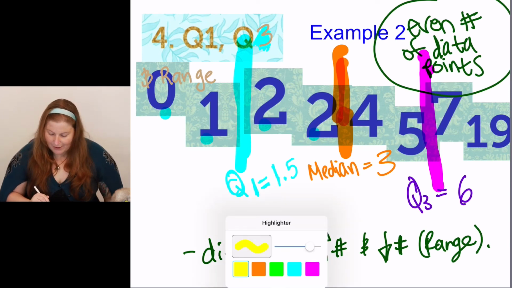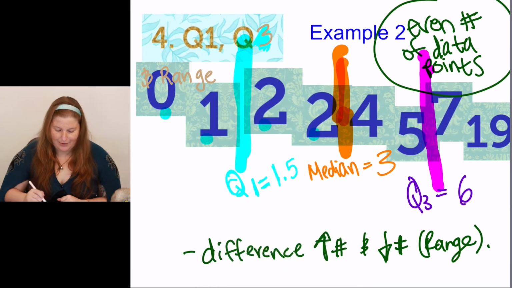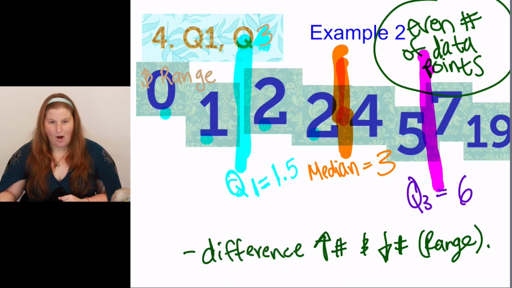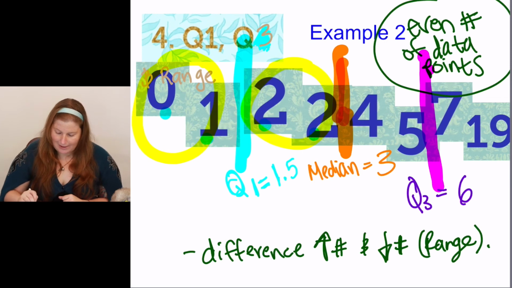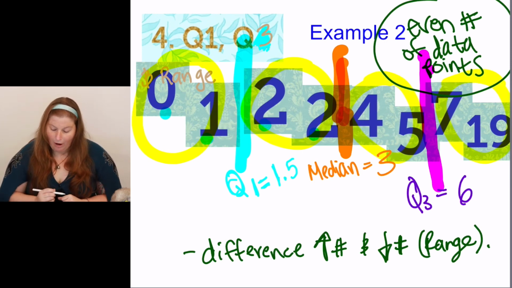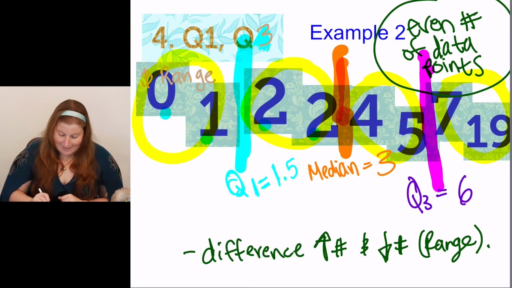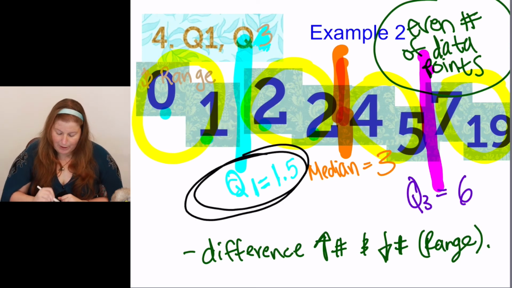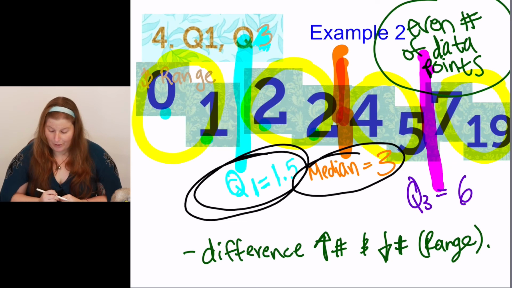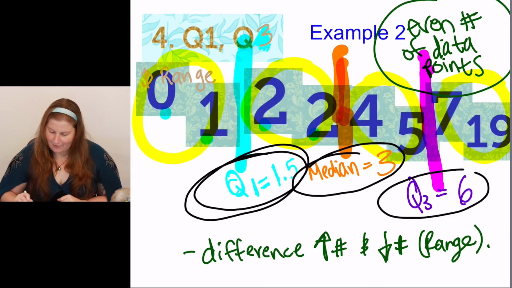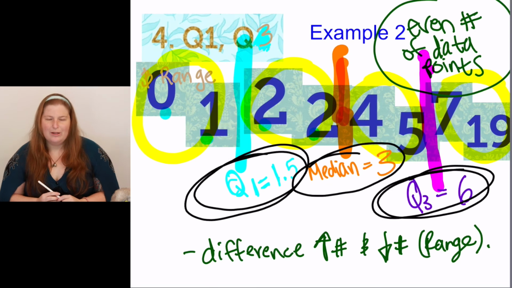So before we move on to my last part, let's look back at this. If there's 8 numbers in all, and we divide them into 4 parts, there are 2 parts in each quarter. So here are our 4 quarters. Here is the end of our first quarter between 1 and 2. Here is the middle, which is the end of our second quarter. And here is the end of our third quarter, which is why we find Q1 and Q3.